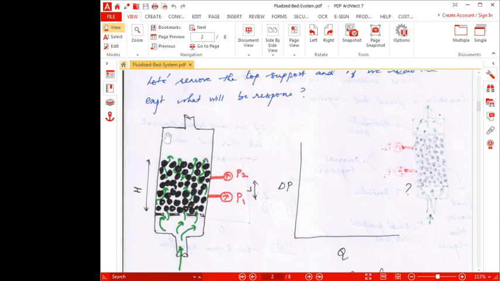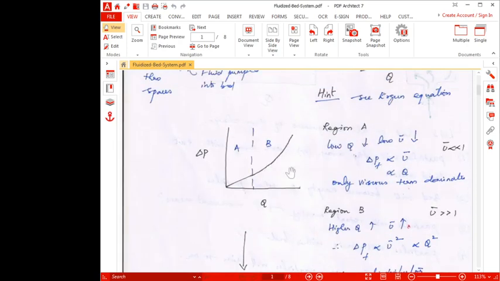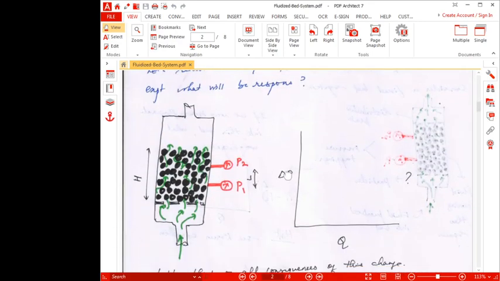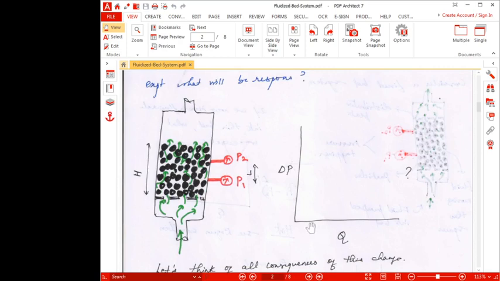Now if the bed is like this, and you want to plot on the same plot how pressure drop looks against flow rate, what would be your answer? Do you expect the same behavior like this, or do you expect anything else? You can think for a while, and then let's jot down the different things that we can expect. You can pause the video and think if you want.